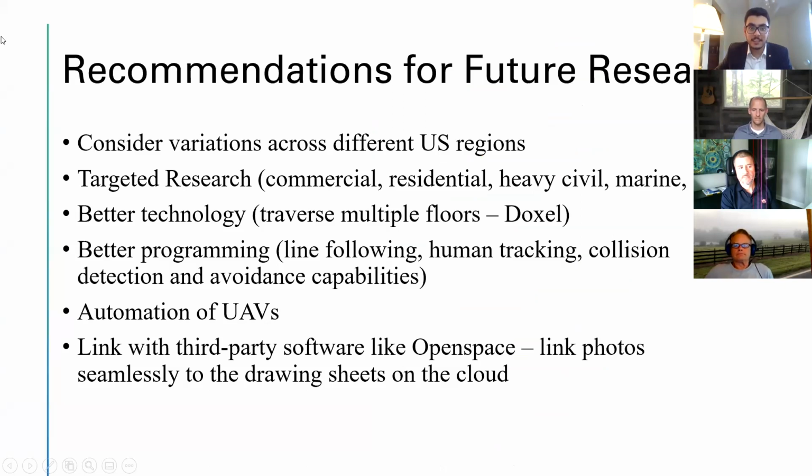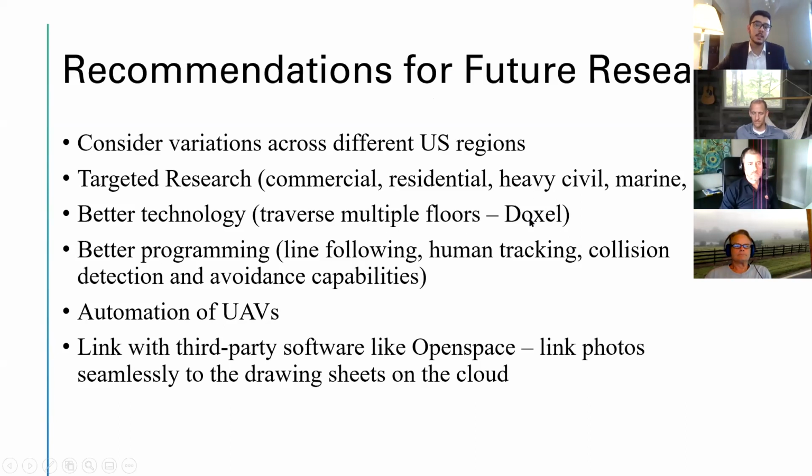So from that analysis, what are the recommendations for future research that I had from this entire research? I thought that we should definitely consider variations across different regions in the US. The West would have a different perspective about automation and technology as compared to the Southeast. We should have a targeted research as well, a research that focuses just on commercial contractors, just on residential, just on heavy civil. That's something that could be worked on in future research.